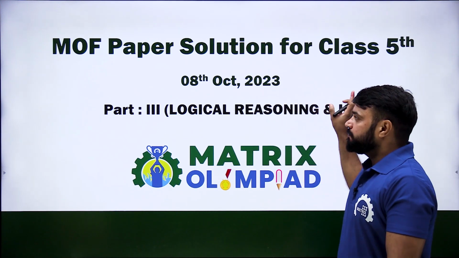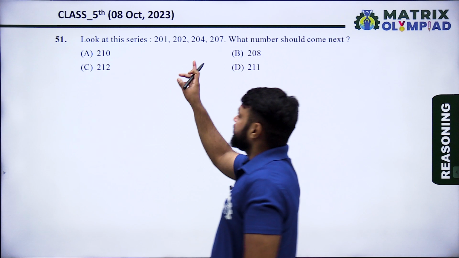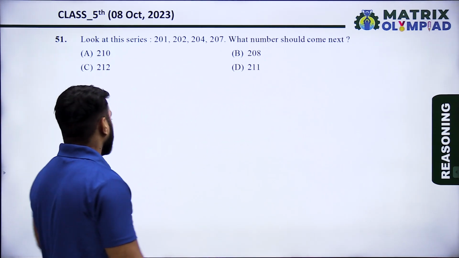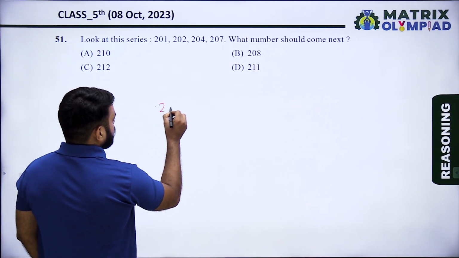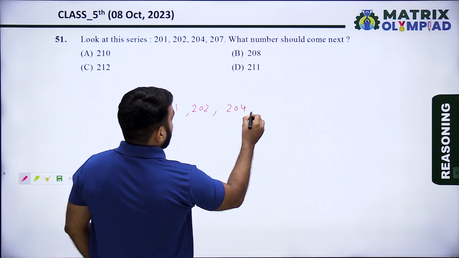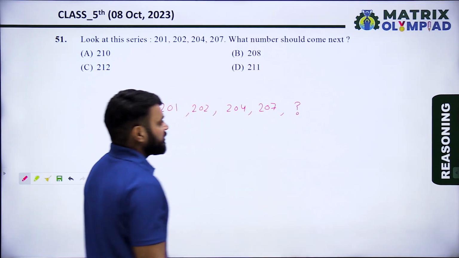Here we go. Question number 51. Look at this series: 201, 202, 204, 207. What number should come next? The series is 201, 202, 204, 207, and we have to find the next number.